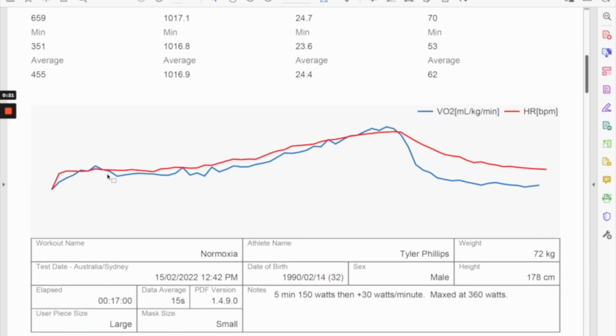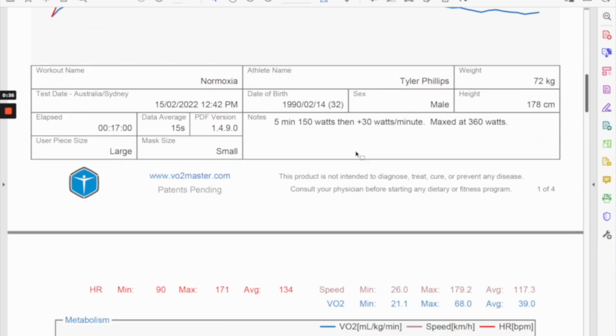So very quickly, in the red, we have heart rate. In the blue, we have oxygen consumption. We can see a relatively linear correlation between the two. As one goes up, so too does the other. He reaches the max heart rate here at 171 and a max VO2 of 68, okay?